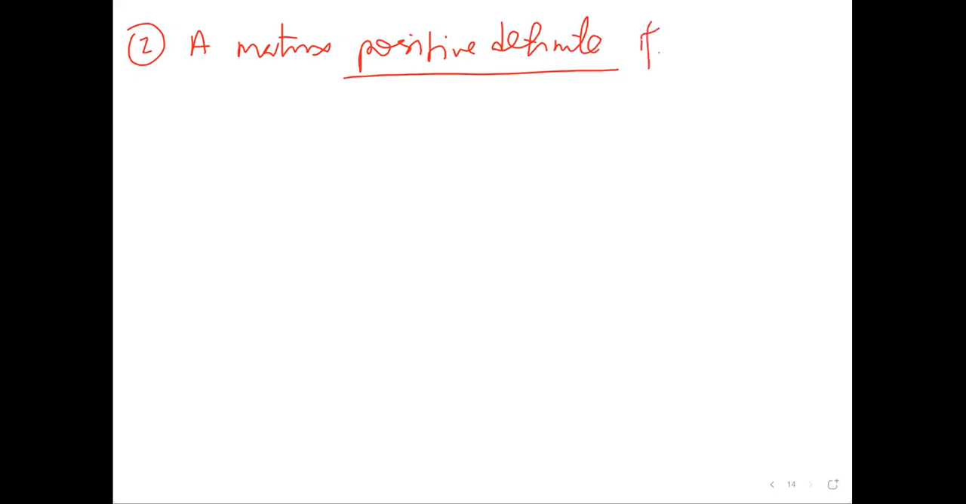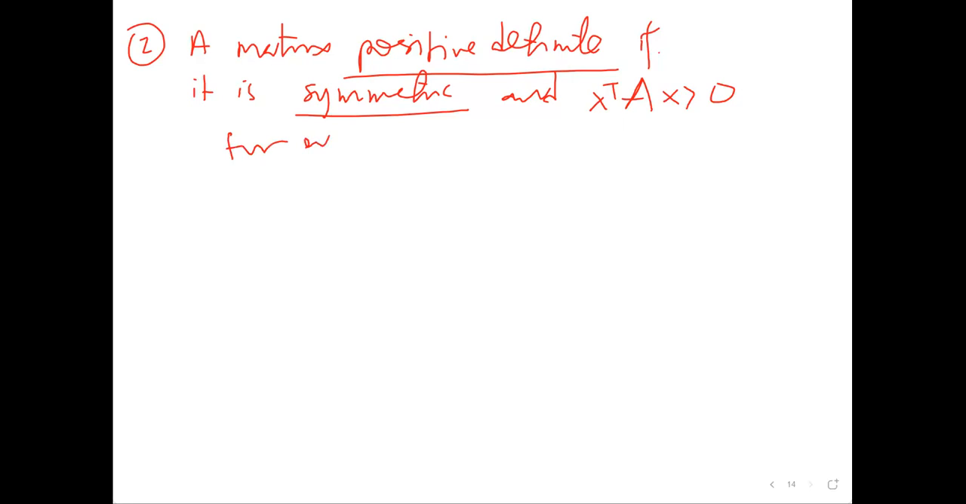A matrix is positive definite if it is symmetric and x transpose A x is greater than 0 for every vector x which is not equal to 0. So this is positive definite.